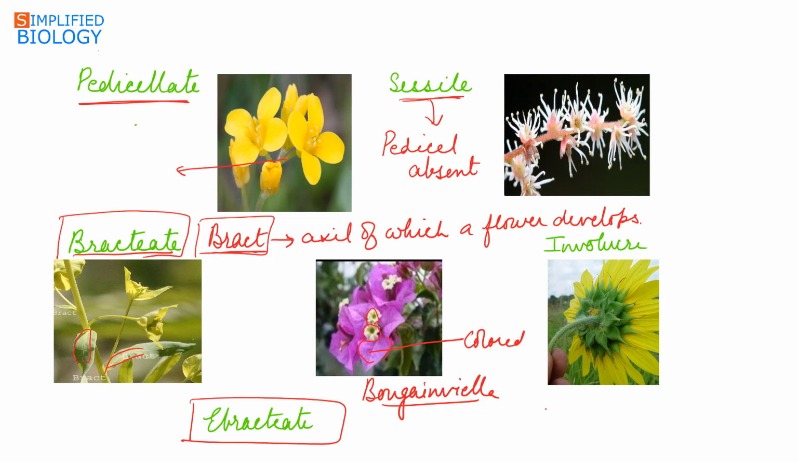While in family Asteraceae, that is the sunflower family, a complete whorl of bracts is seen, as sunflower is an inflorescence. So a whorl of bracts is seen, which is referred to as involucre.